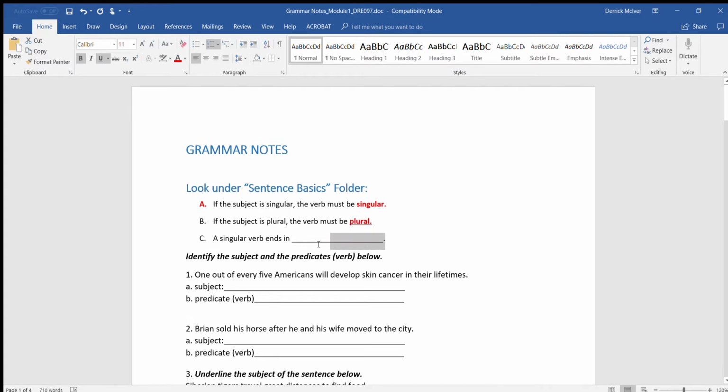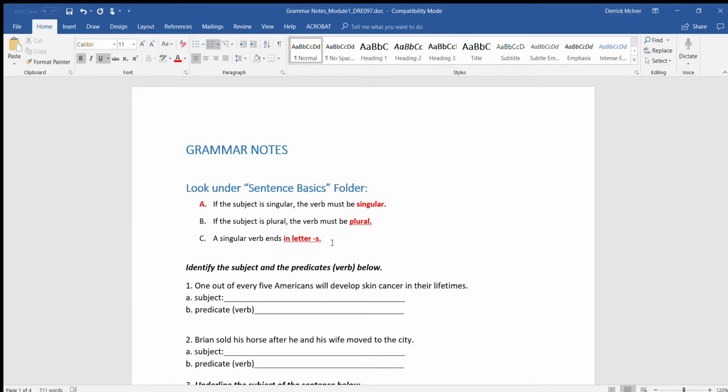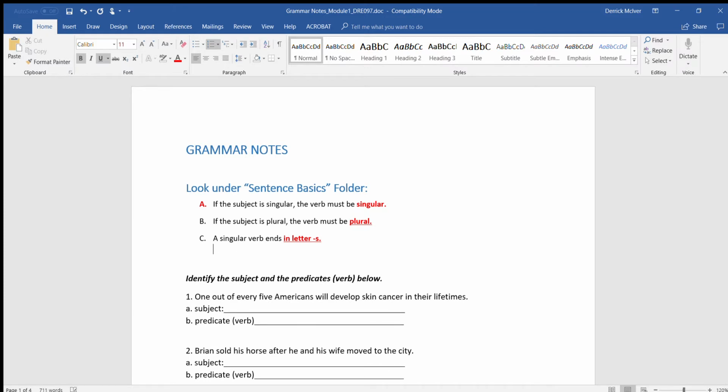Note that a singular verb ends in the letter S. So for instance, let's say you have a sentence, and in the sentence the subject is dog. Dog is singular, and so the verb must be singular, and singular verbs end in S. The dog barks a lot.